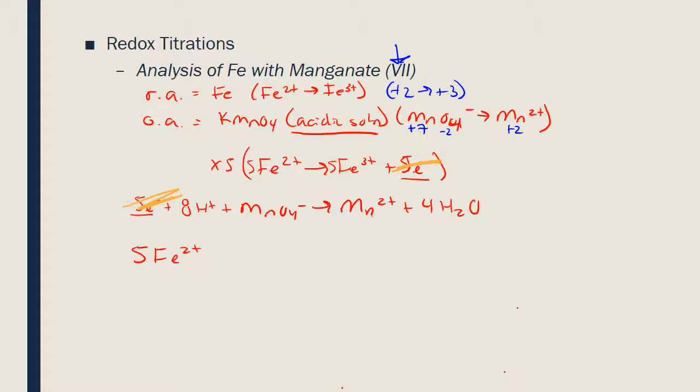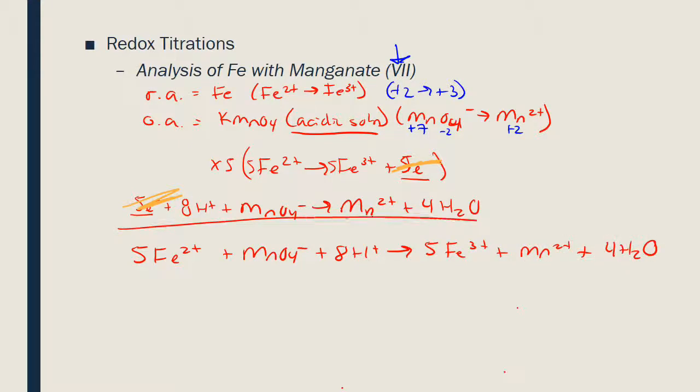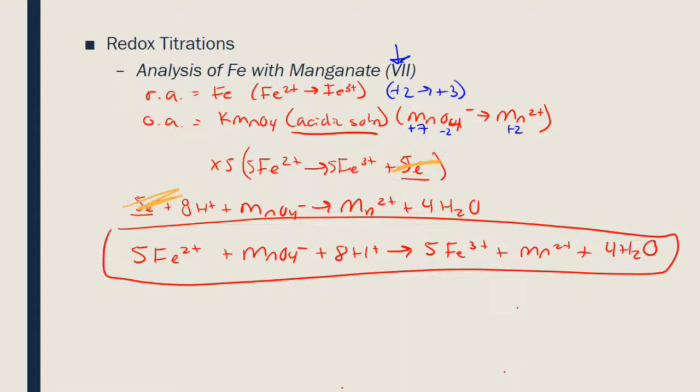So 5 Fe2+ plus MnO4- plus 8H+ gives us 5 Fe3+ plus Mn2+ plus 4 waters. And there we go. We have our stoichiometrically balanced reaction. We need to have this in order to be able to determine the mole ratio of our reactant to our products when we go through the titration method. All right, so now let's do the math.